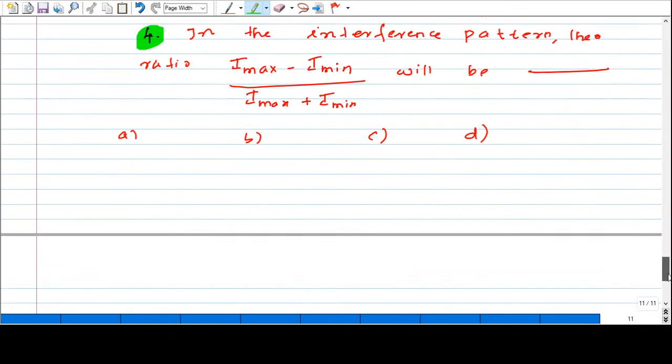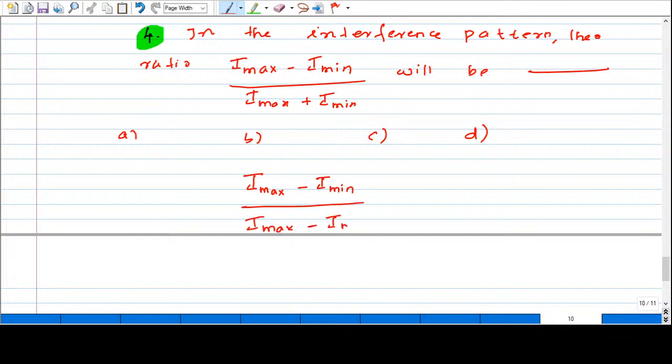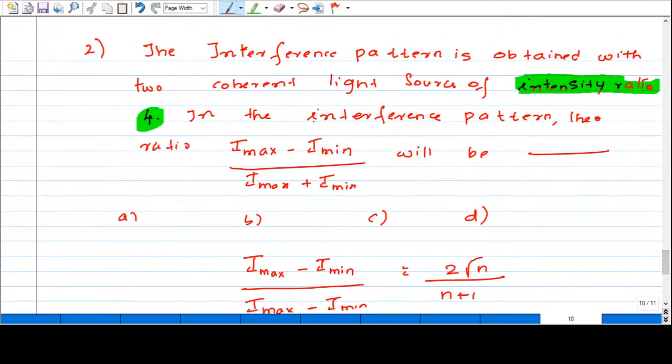So what is the question asked? The (I max minus I minimum) divided by (I max plus I minimum). The formula is 2 root n divided by n plus 1. Use this formula for all the sums. No need to worry about anything. So what is the value of n here? The value of n is called the intensity ratio. It has been given as 4. That is 2 into root 4 divided by 4 plus 1.